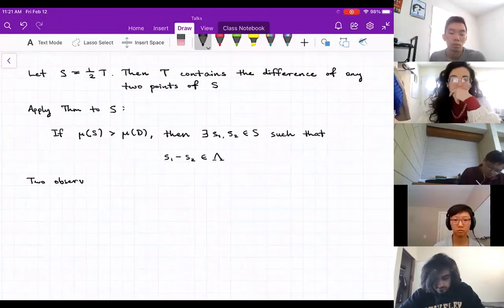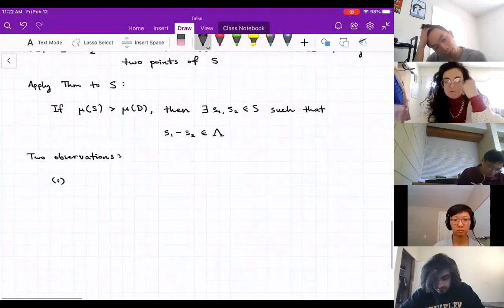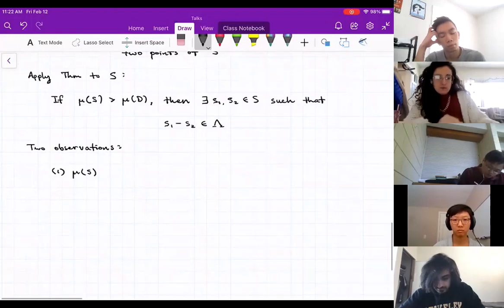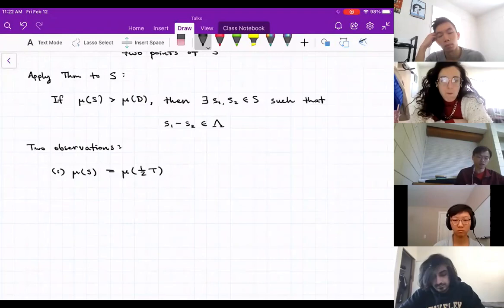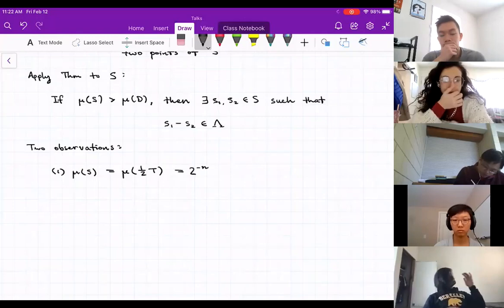Okay, but now let's just make two observations. The first is that we can rewrite things. So what is the measure of S? Well, S is defined as 1/2 T. If we're in n-dimensional space, you're scaling your set in every direction, scaling it down by a factor of 1/2. So the measure of this is 2 to the minus n times the measure of T.